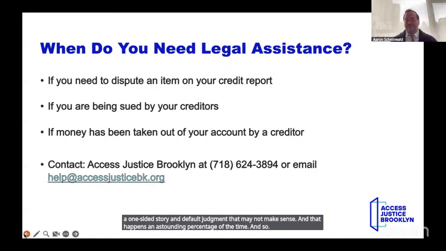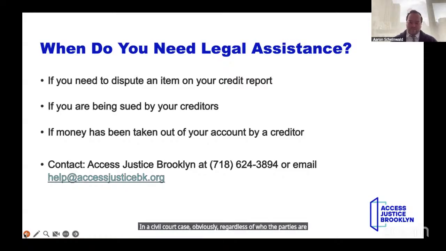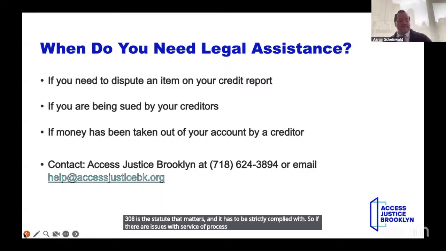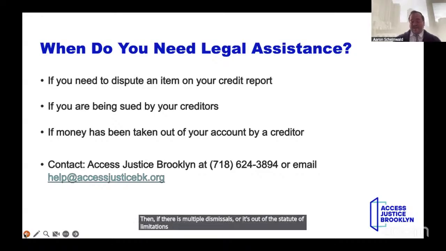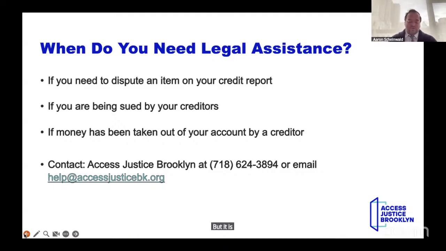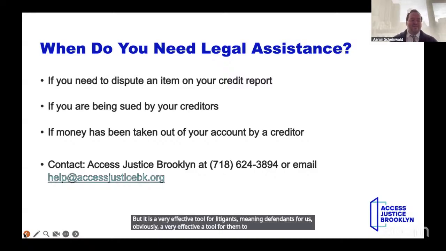And so service of process is an issue that we talk about all the time. In a civil court case, obviously, regardless of who the parties are, 308 is the statute that matters, and it has to be strictly complied with. So if there are issues with service of process, then generally speaking, those cannot be fixed. That is a lack of personal jurisdiction for the court, and the case will be procedurally dismissed. Then if there are multiple dismissals or it's out of the statute of limitations, then that case can't be brought again. If it's the first dismissal or there's still statute of limitations that hasn't run yet, then they can bring another case. It's just a procedural dismissal, but it is a very effective tool for litigants, meaning defendants, for us, obviously, a very effective tool for them to deal with people who are otherwise acting, as I feel, a little bit unscrupulously.